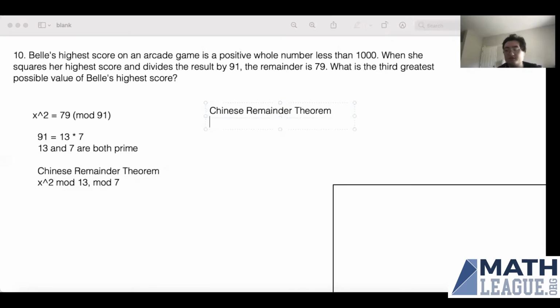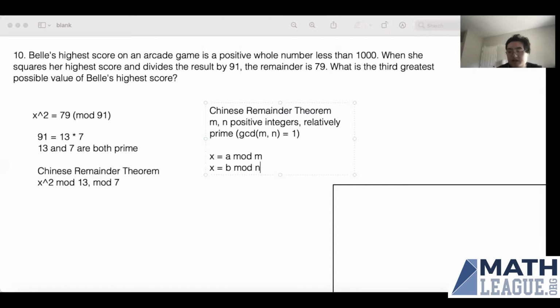Now, what is the Chinese remainder theorem? Well, it tells us that for any two relatively prime positive integers m and n, in other words, their GCD, their greatest common divisor, is 1: if some number x is congruent to a mod m and b mod n, where of course we're assuming that a is between 0 and m minus 1 inclusive, and b is between 0 and n minus 1 inclusive, then there exists a unique c such that x is congruent to c mod m times n.